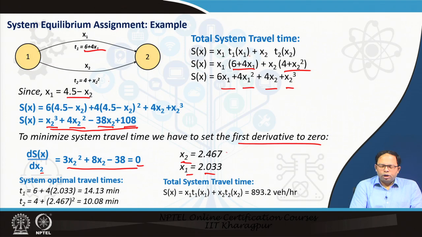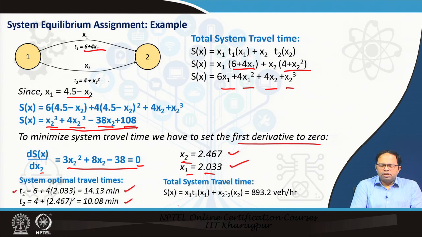So, this is the volume along x2 and this is the volume along x1. When I put these volumes into the travel time calculation, T1 becomes 14.13 minutes and T2 becomes 10.08 minutes. So, you see this is totally different from what we established earlier. Last time it was 12.4 minutes in both the links and the traffic volume was also organized accordingly. Over here the travel times are different and the traffic volumes are also accordingly different.